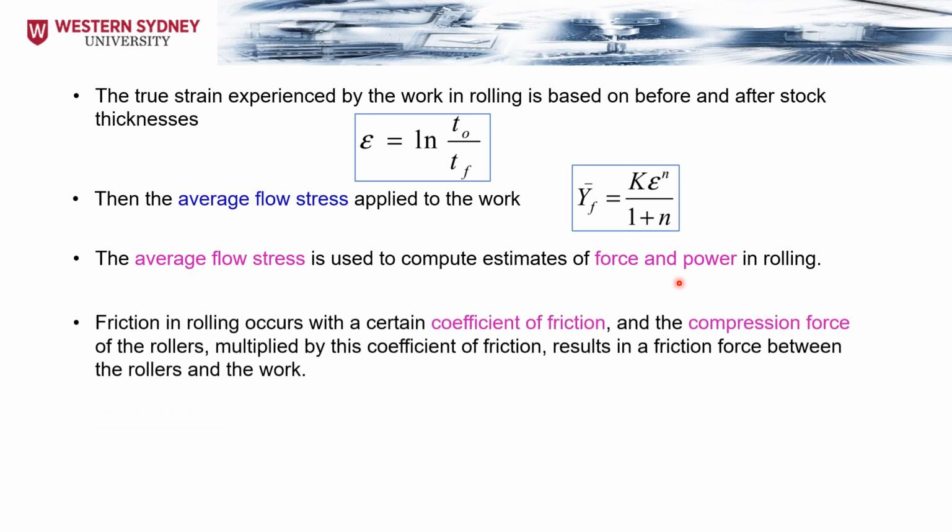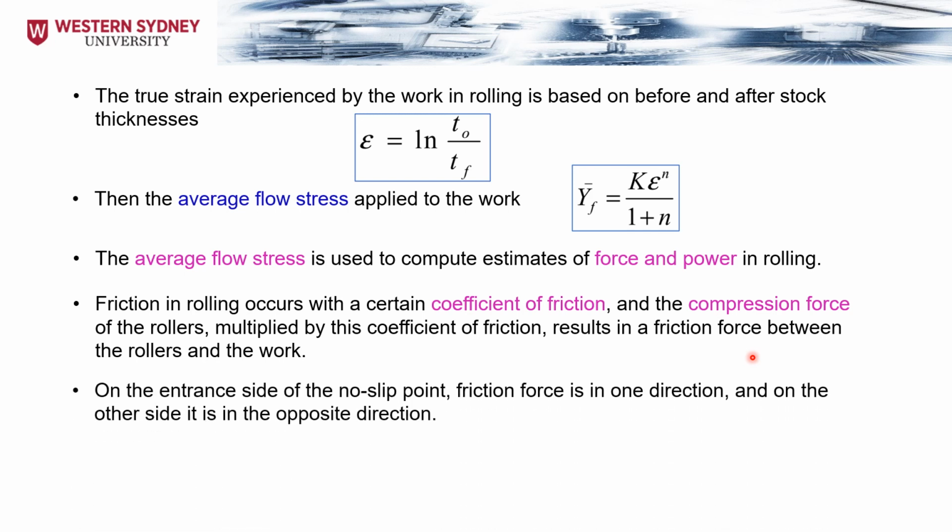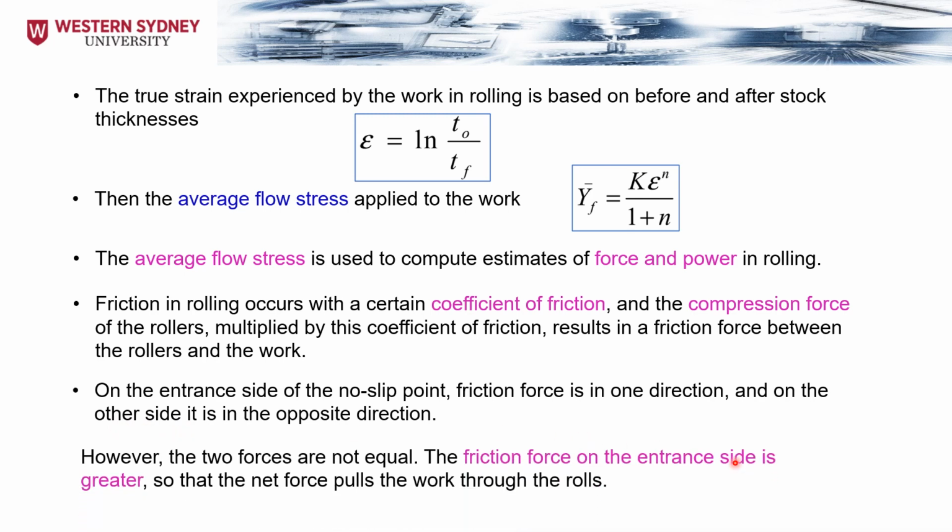The average flow stress is going to be used to compute the estimates of the force and the power in the rolling process. The friction in rolling occurs at a certain coefficient of friction, and the compression force of the rollers multiplied by this coefficient of friction gives the friction force between the rollers and the work part. On the entrance side of the no-slip point, the friction force is in one direction, and on the other side it is in the opposite direction.